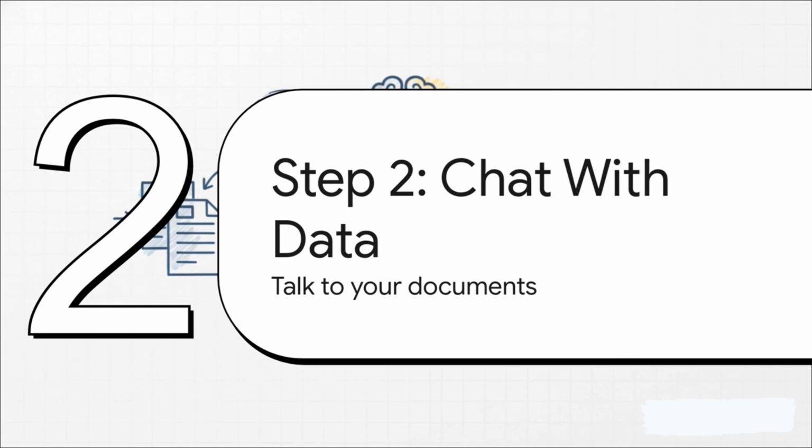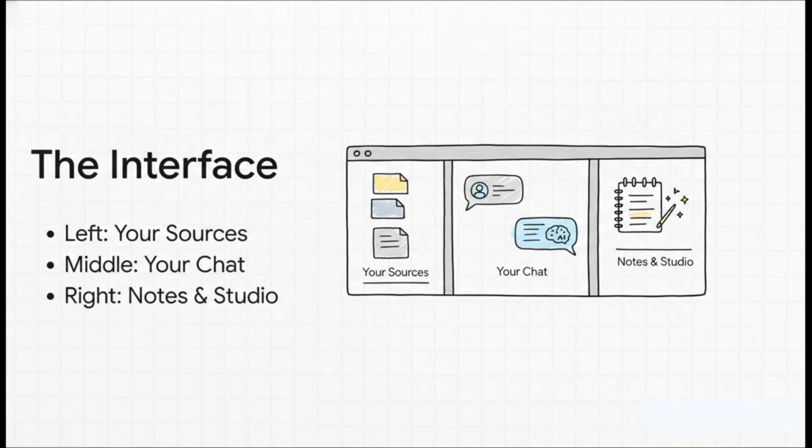Okay, so once you've built your trusted library of sources, you're ready for step 2, chatting with your data. This is where you literally get to have a conversation with your documents. You're asking questions directly to your own personal knowledge base. And the layout is super clean, really easy to get. Over on the left, that's where all your sources live. The big panel in the middle, that's your chat window. And on the right, you've got your notepad and the very powerful studio, which we are definitely getting to in a sec.